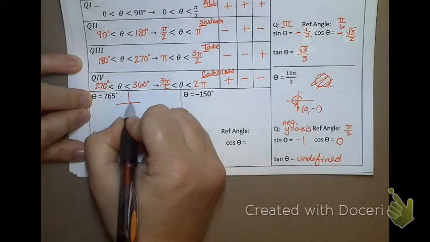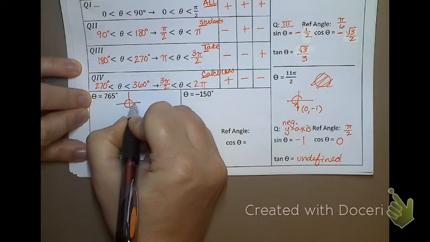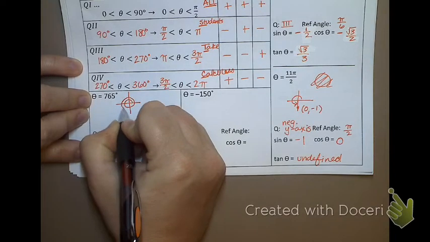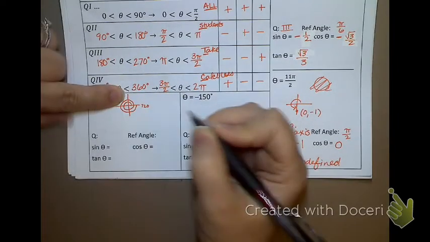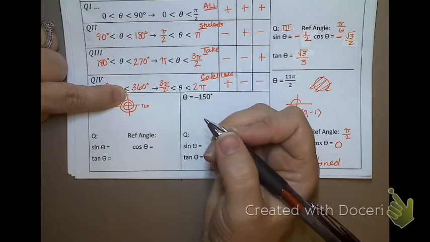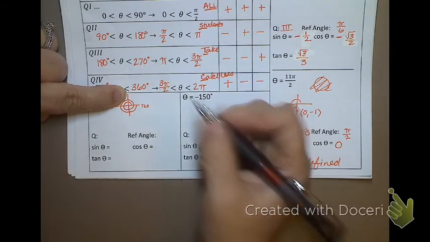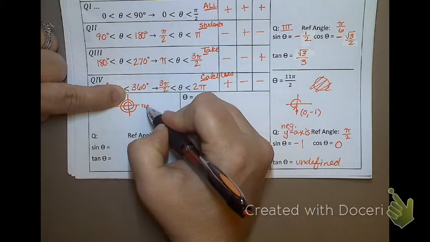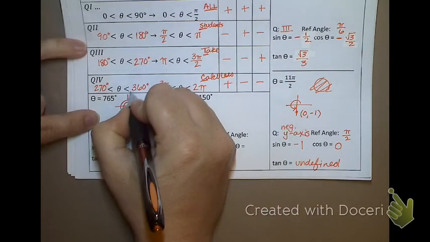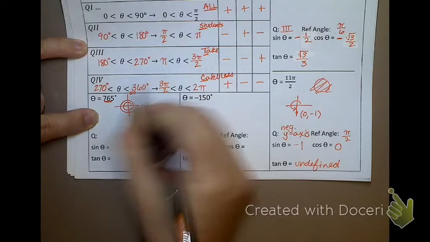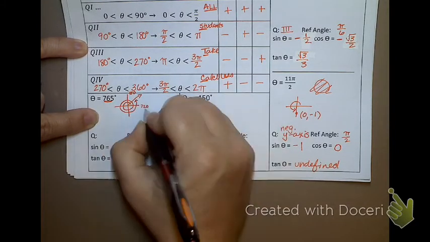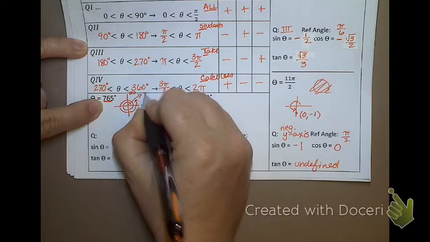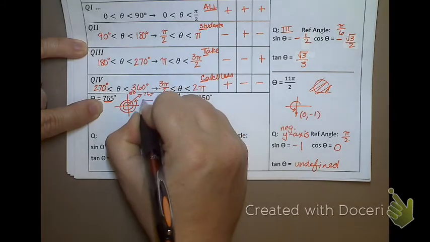So I know that 1 revolution is 360. What's 2 revolutions? 720, right? What would be another quadrant past that? It'd be 90 degrees past this, right? 810. I'm not there though, am I? So that means my terminal side is somewhere in here. So from 720 to 765, what is that angle?